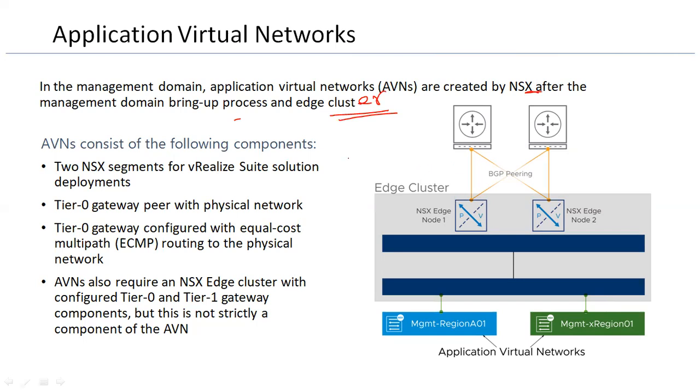AVNs are nothing but logical segments you typically create in your NSX. So these are the primary things we have to keep: two NSX segments for the ARIA Suite solution. One is the cross region, and another is the regional, or local region. Local instance or cross region instance management. So two types of AVN we have to configure to deploy the ARIA Suite environment.